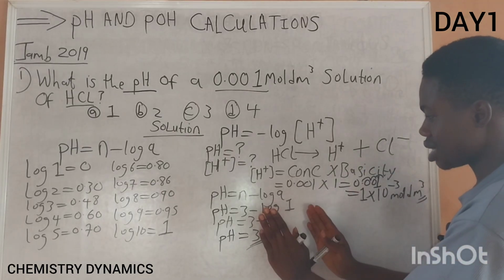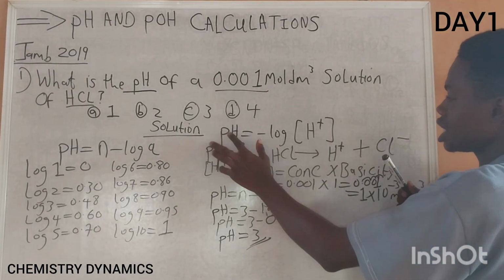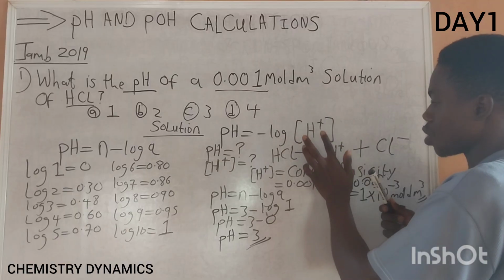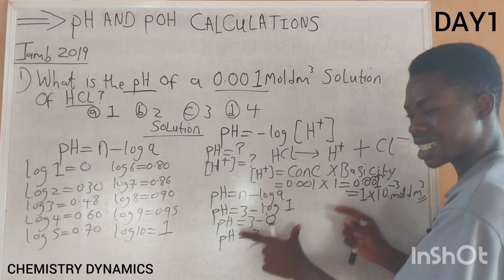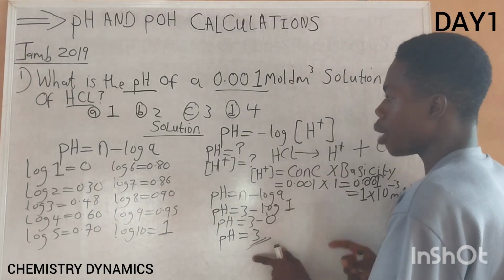Now you can also use this formula: pH equals minus log hydrogen ion. You also get your answer. But with this formula, it is quicker and easier. Now, we'll give you options in the question.